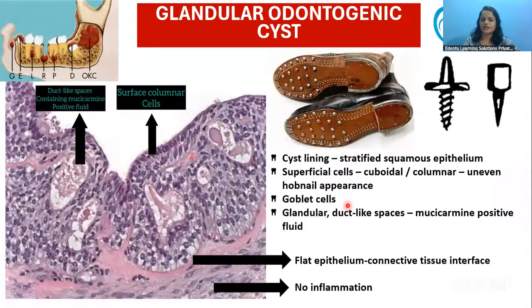And the characteristic histopathological feature. If you look at this glandular odontogenic cyst, it will have the lumen, the lining, and the connective tissue. The lining will usually be non-keratinized stratified squamous epithelium, and the superficial cells will show something like a hobnail appearance. So what are these hobnails? These nails that you see, those are the hobnails.